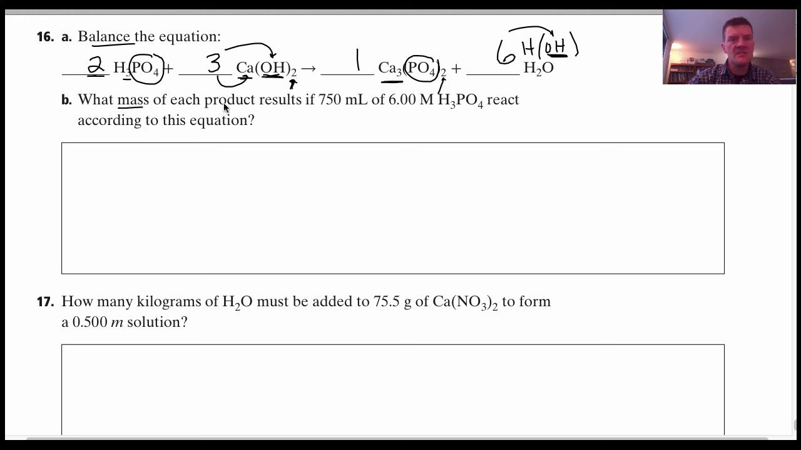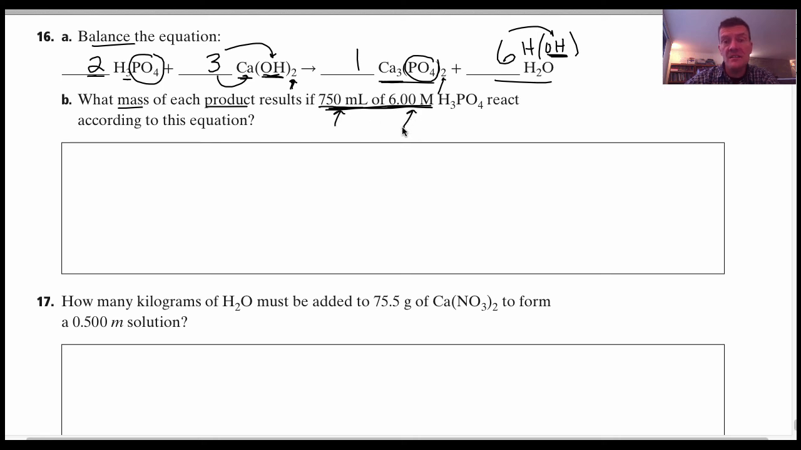It says, what mass of each product results if 750 milliliters of 6 molar, this is phosphoric acid, react according to this equation. Okay, now here's what we're going to have to do. Remember our stoichiometry from a previous chapter? Stoichiometry is working with moles and mass to find the moles and mass of other things in the reaction. Well, notice I'm not given moles and mass here. I'm given volume and molarity.